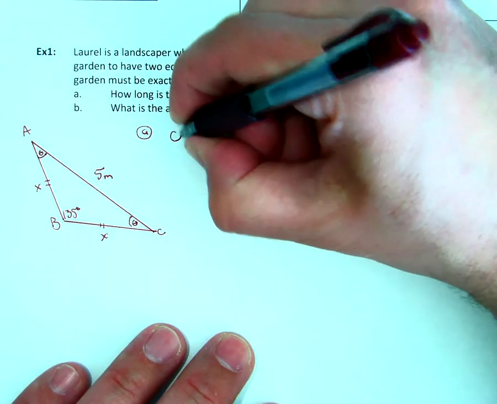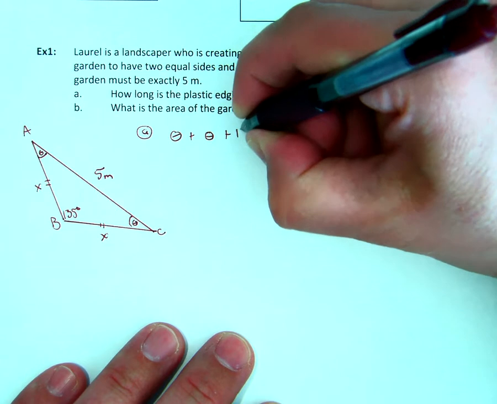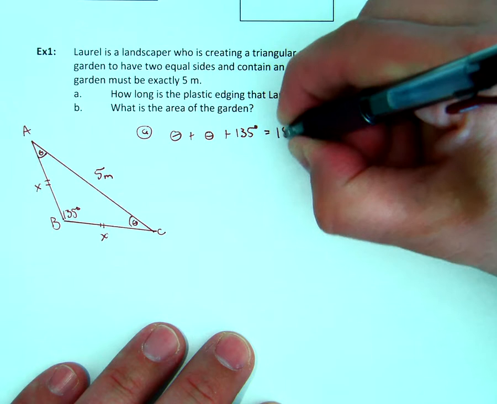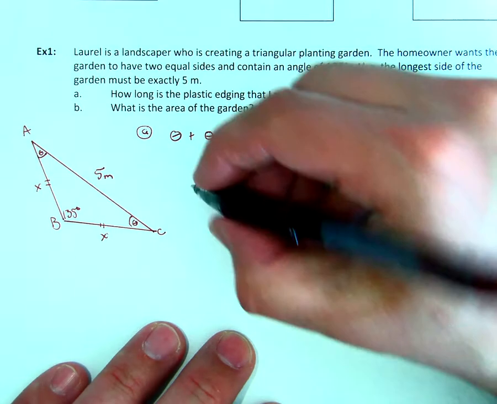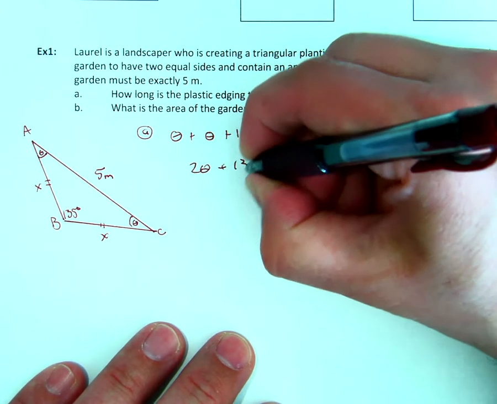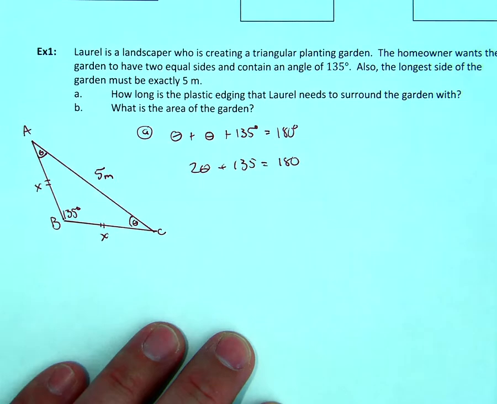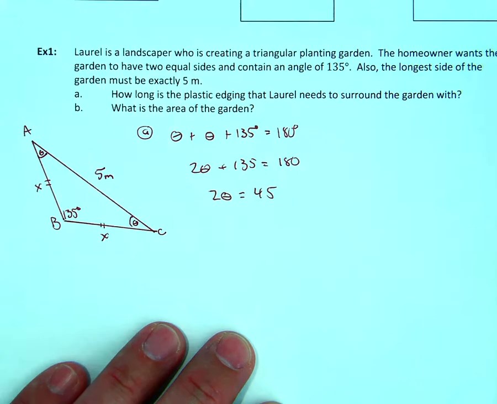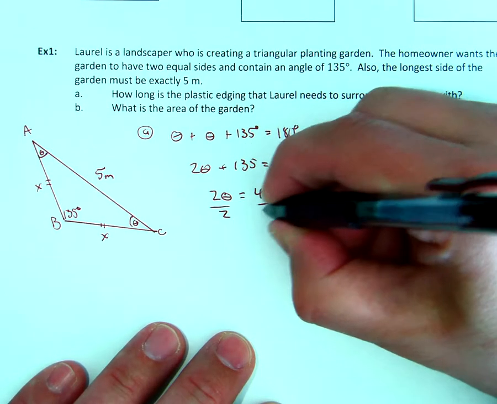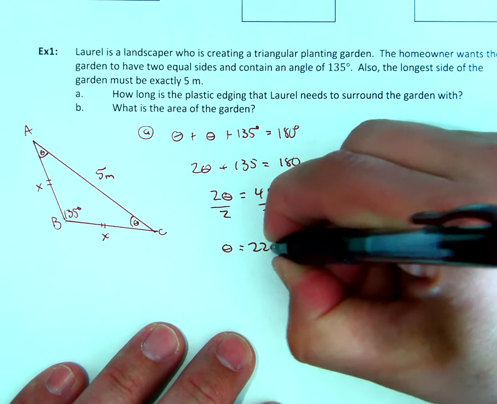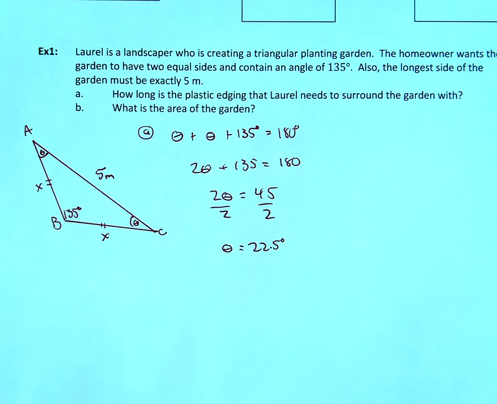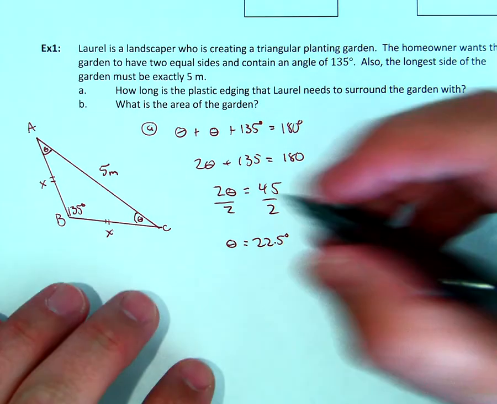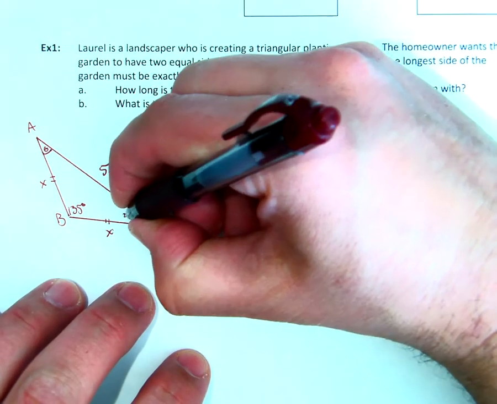So I know that theta plus theta plus 135 degrees is equal to 180 degrees. And then that should be pretty easy to solve. So 2 theta plus 135 equals 180. Subtract 135 on both sides, so you'll get 2 theta being 45. Divide both sides by 2. You'll get theta equaling 22.5 degrees. Well, that was a lot easier than I thought. So if theta is 22.5, now, so that's 22.5.